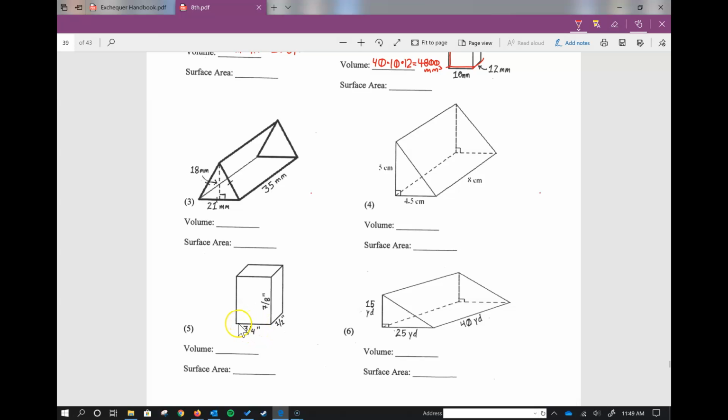We're still looking for left to right, that's 3/4. Top to bottom, that's 7/8. And 1/2 is our front to back.